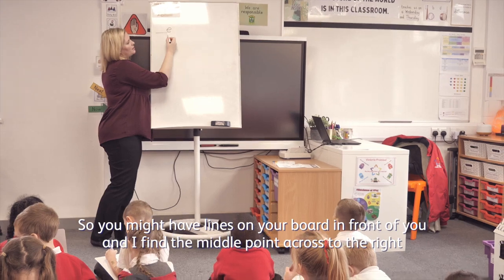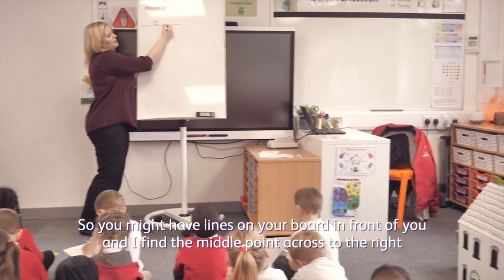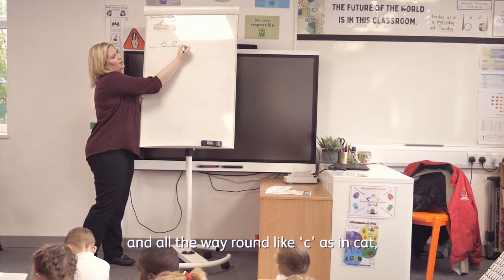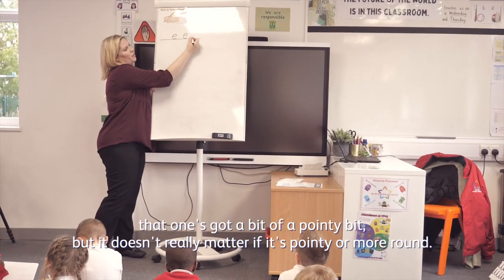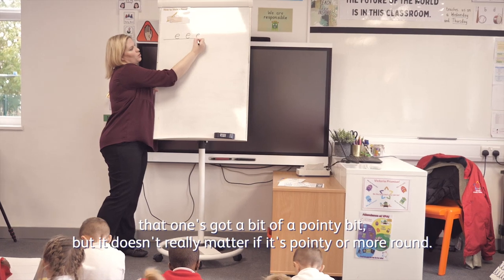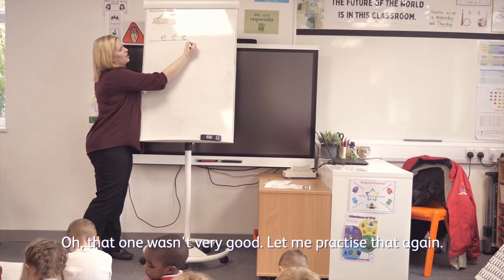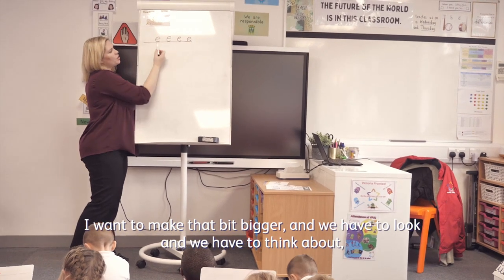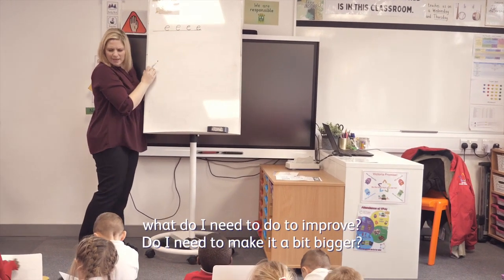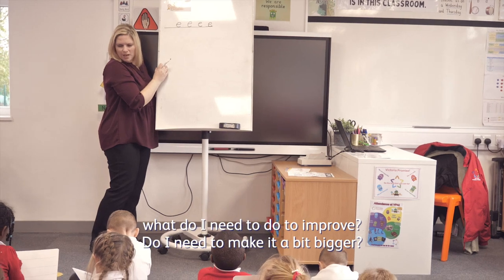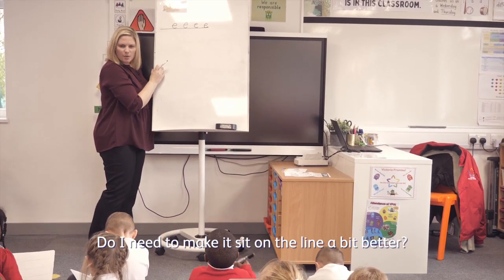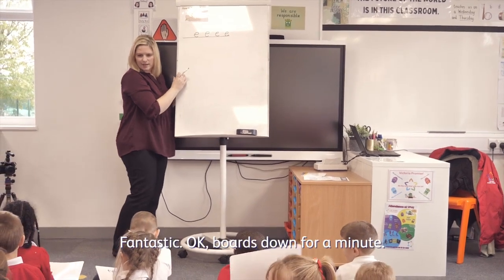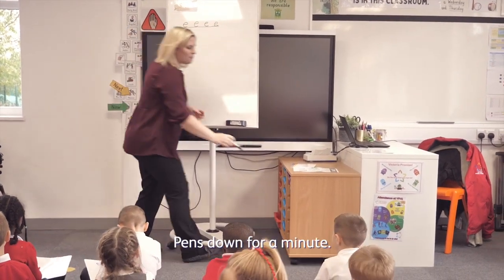So you might have lines on your board in front of you. I'm going to find the middle point, across to the right, and all the way round like K, as in cat. That one's got a bit of a pointy bit. It doesn't really matter if it's pointy or more round. Oh, that one wasn't very good. Let me practice that again. I want to make that bit bigger. And we have to look and we have to think about, what do I need to do to improve? Do I need to make it a bit bigger? Do I need to make it sit on the line a bit better? Oh, beautiful letter E's. Well done. Fantastic. Okay, boards down for a minute, pens down for a minute.